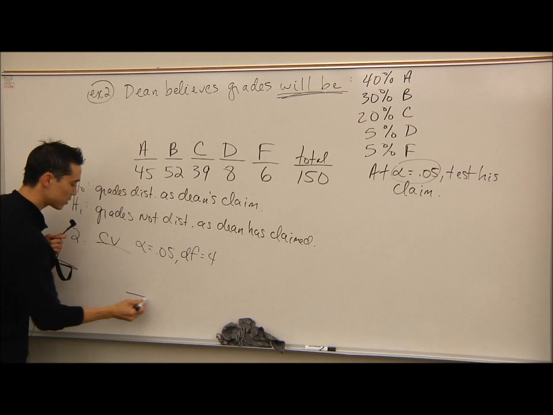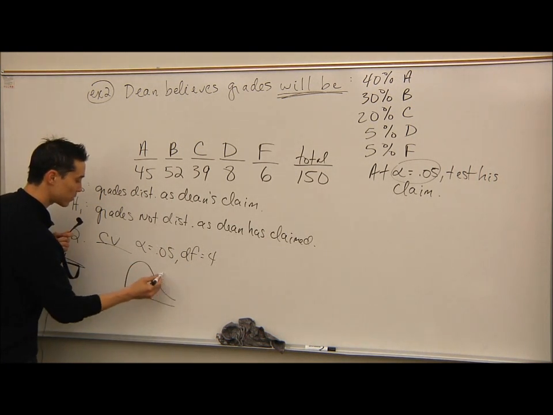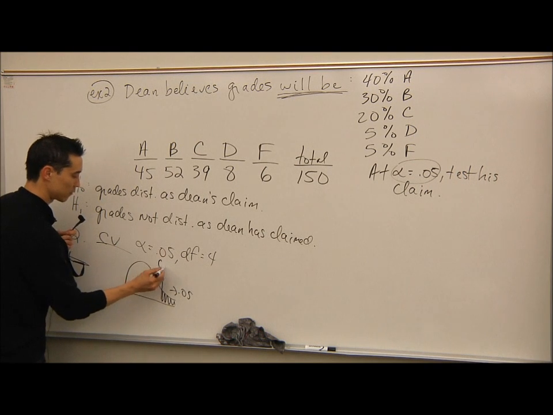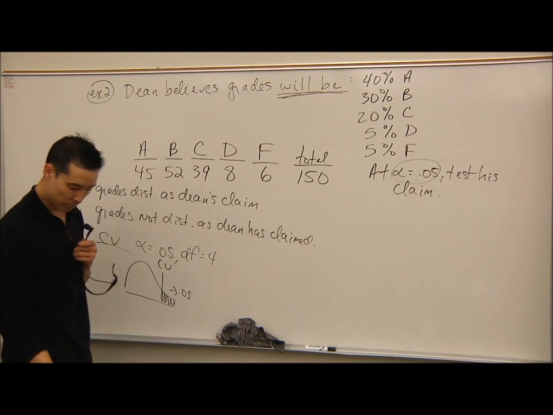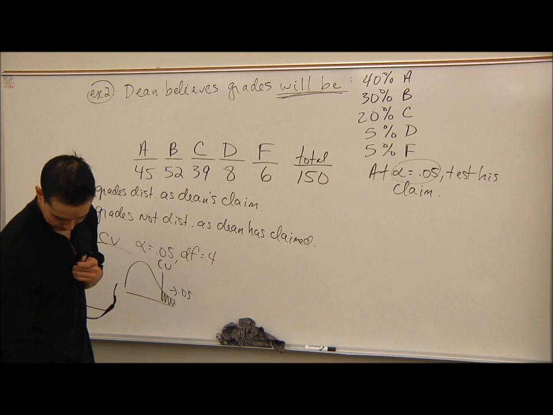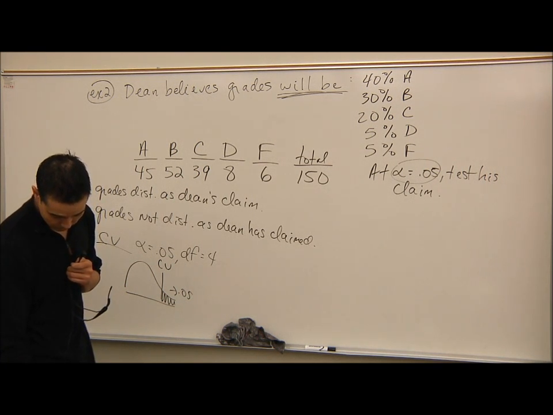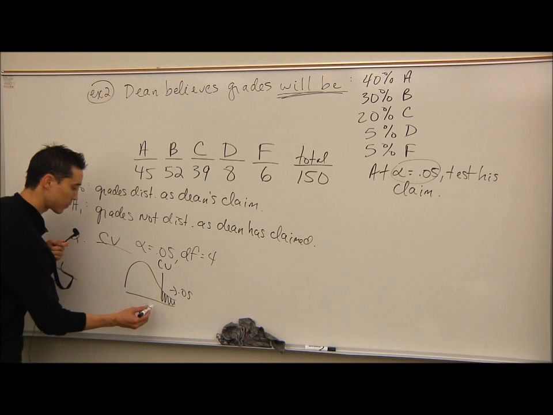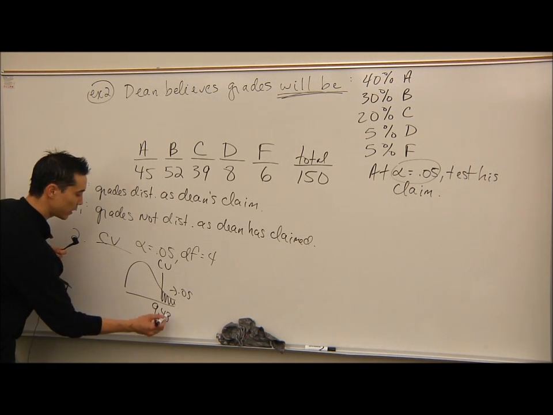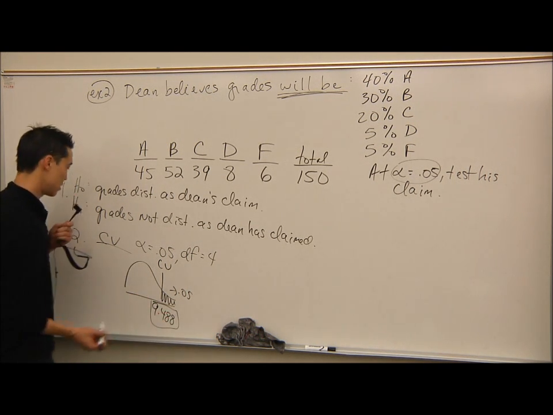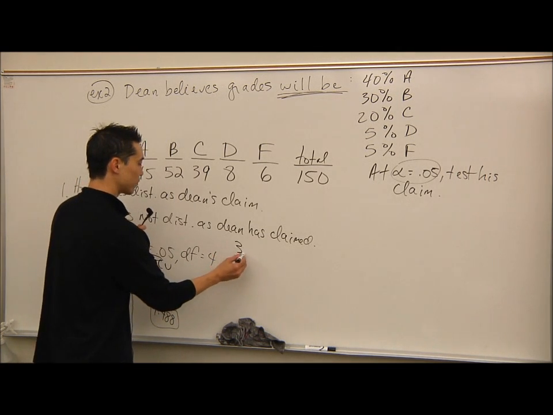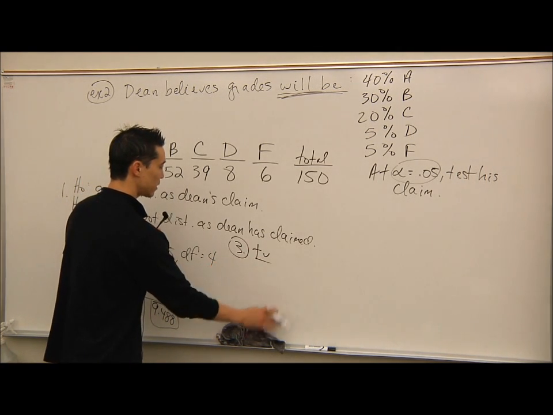Should only take a minute to look that up because our chi-square table is set up for right-tailed area. And what do you guys get? 9.488, right? 9.488. Great. Moving on to step 3, test value. Okay, this one's going to take a little bit of time.